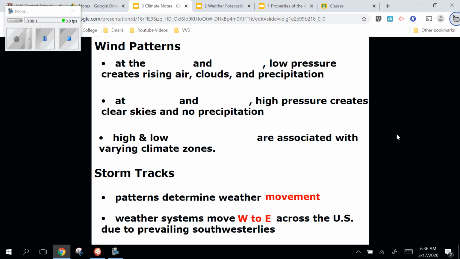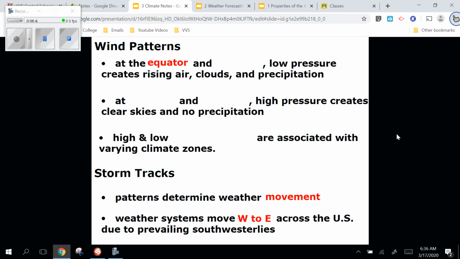Patterns determine the weather movement. So I told you before that I like to look at Syracuse weather because Syracuse is west of me and we are in the prevailing westerly wind belt. So weather tends to move from west to east across the United States. So whatever is west of us is going to be hitting us over the next several days, whatever kind of time frame we're talking about. So it's a good way to gauge what is coming your way, whether it's high pressure, low pressure, whatever it may be.